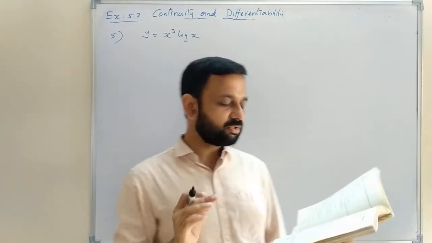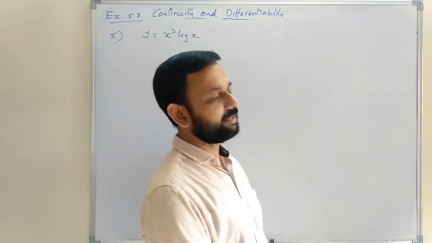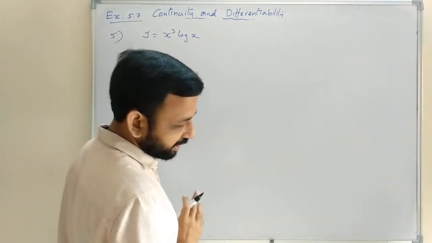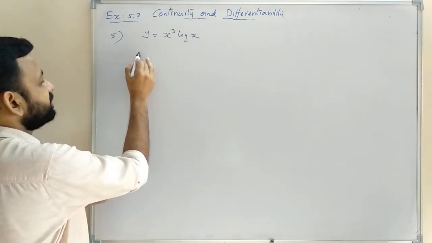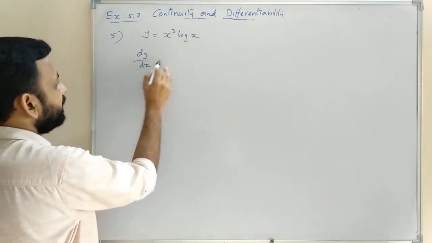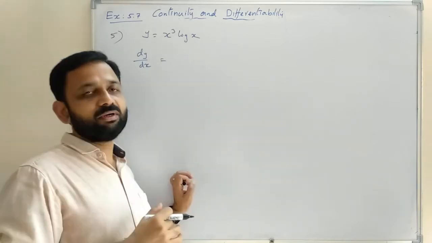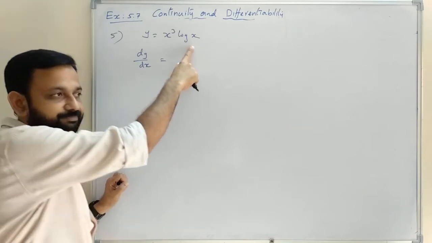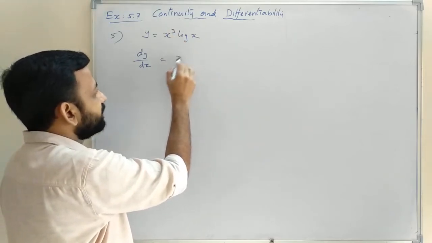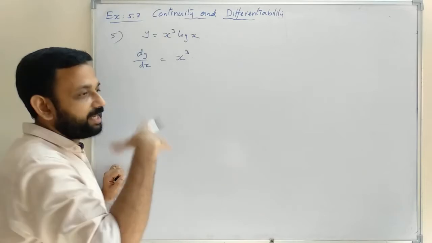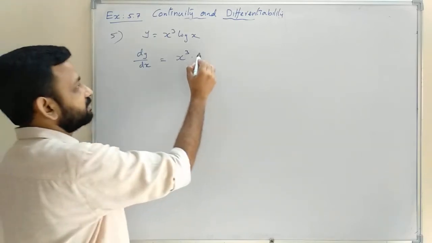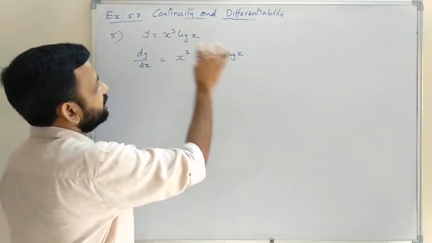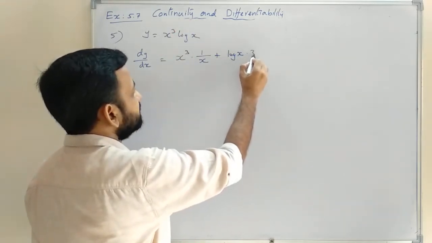y is equal to x cube log x. We need to find the second order derivative. First we can find dy by dx. Here we can apply the product rule to x cube into log x: first function into derivative of second function, derivative of log x, that is 1 by x, plus second function, that is log x, into derivative of x cube, that is 3x square.